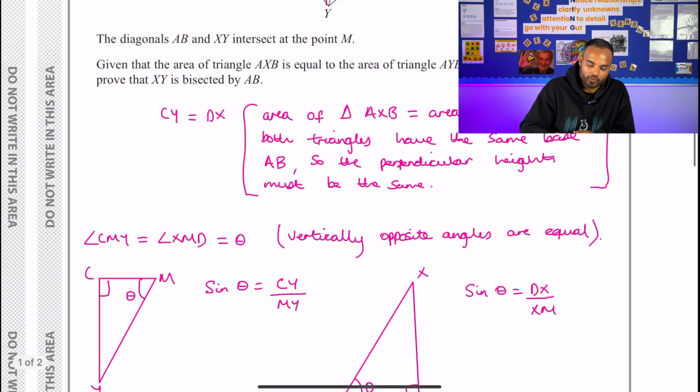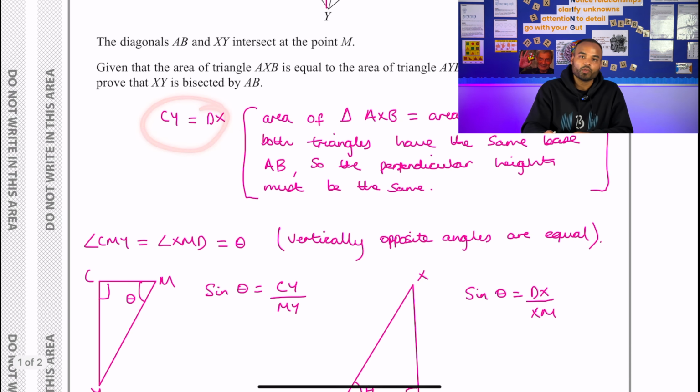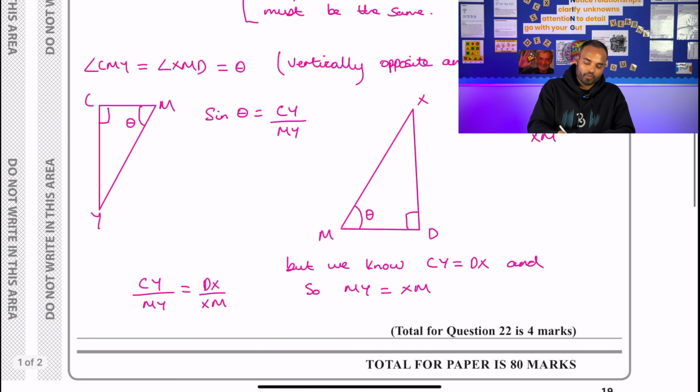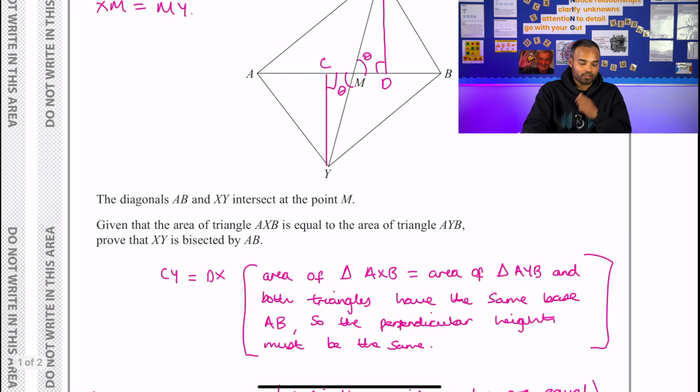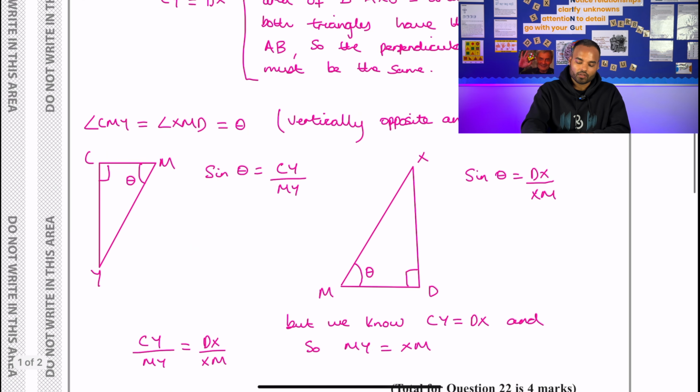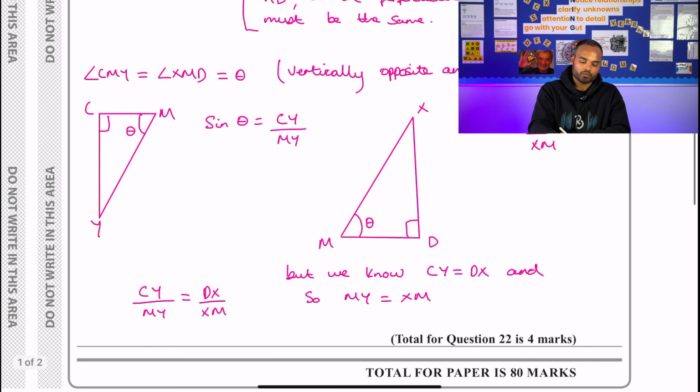Just to recap over here, we said that those two sides were the same. So if the numerators are the same, then the denominators must be the same too. So we've just proved that XY does bisect AB. And also, on a side note, these two triangles are congruent triangles by AAS: two angles, side.